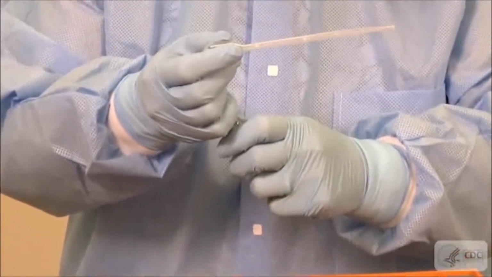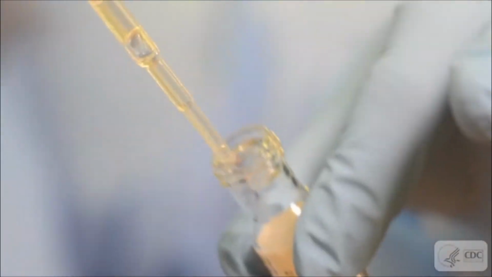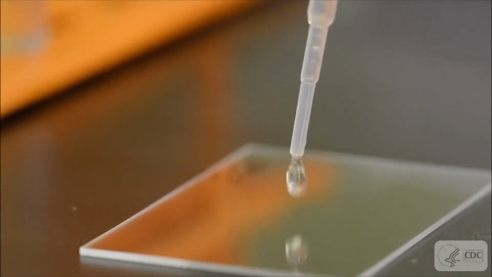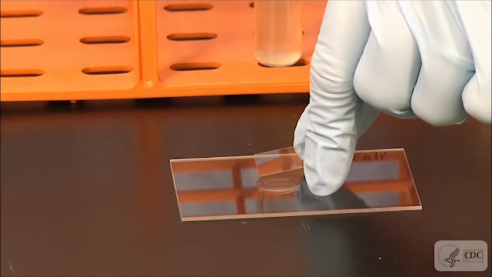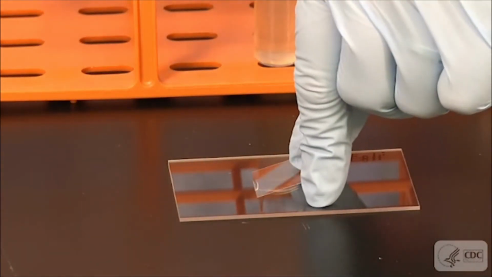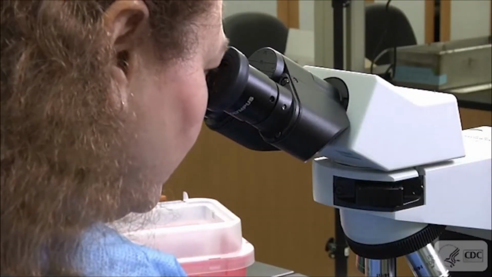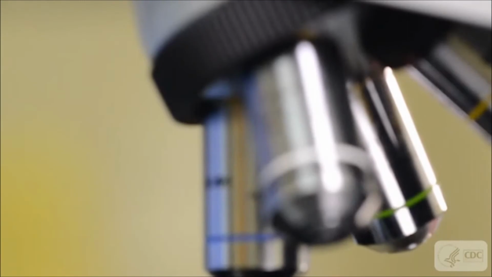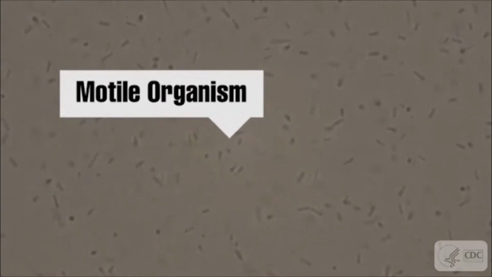Using a sterile Pasteur pipette, remove a small amount of broth and place a single drop on the center of a large glass slide. Place a glass cover slip over the sample and allow the organisms to settle for a minute. Next, observe the sample under high power, 40x, on a microscope. Directional motility is recorded as a positive test.